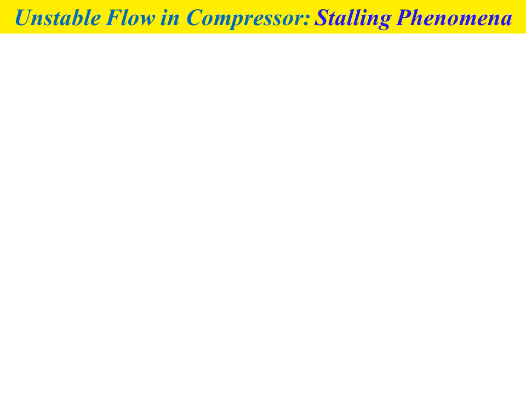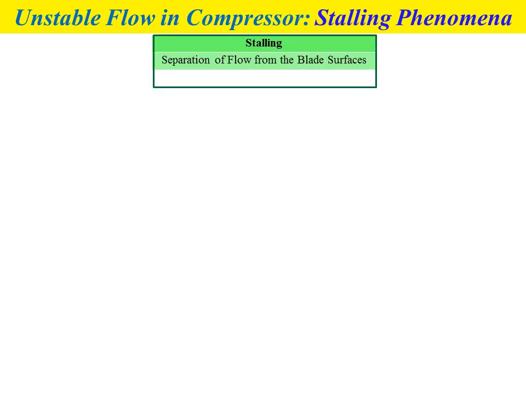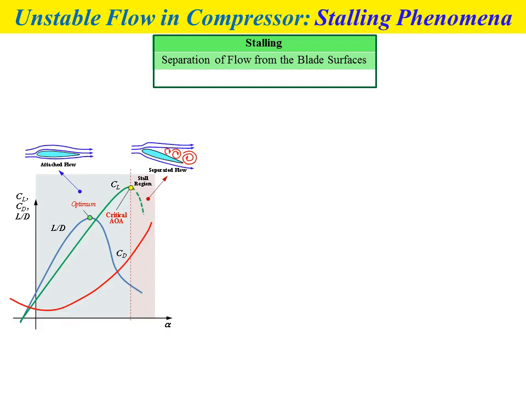The second phenomena that causes unstable flow in the compressor is the stalling phenomena. Stalling and surging phenomena are quite similar. You can say that stalling is a subset of the surging phenomena. Stalling refers to the separation of flow from the blade surface, as we have learned in the previous chapter.